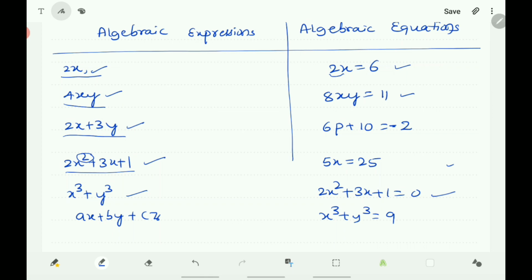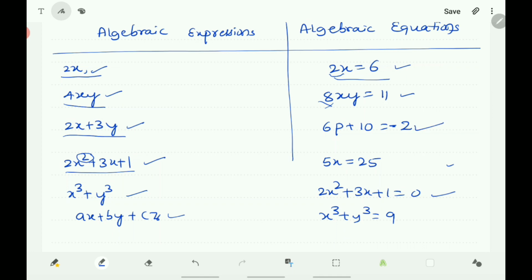Next, here x cube plus y cube has two variables, so you can't consider it. And next one, x plus y plus cz is a linear expression, but it is not an expression in one variable. Here there are three variables. Now consider the algebraic equation 2x equals 6. Here it is a linear equation because the highest power of the variable is 1. Next, here it is not an equation with one variable because there are two variables.